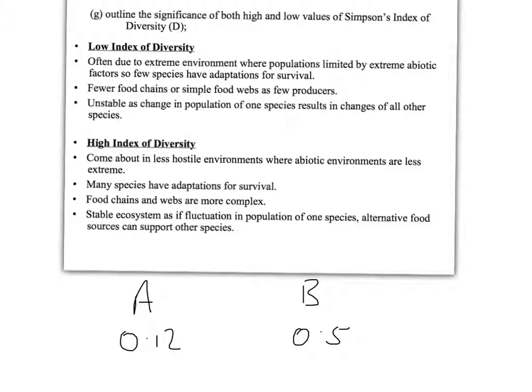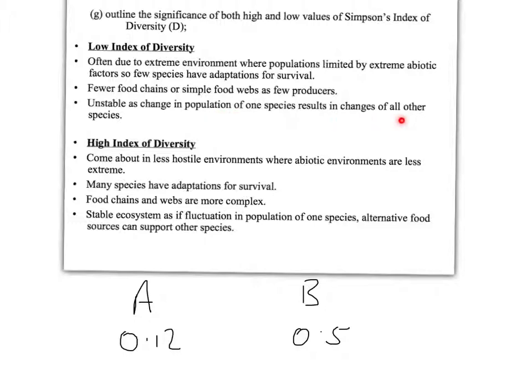So if I look at the low index of diversity, which in my very simple example would be represented by habitat A, this is often due to an extreme environment, where populations are limited by extreme abiotic factors. So there's very few species. We had the same number of species, a low number of species in both A and B. So there are fewer food chains or simple food webs and few producers. It's also unstable, as a change in one population results in changes in all the other species.